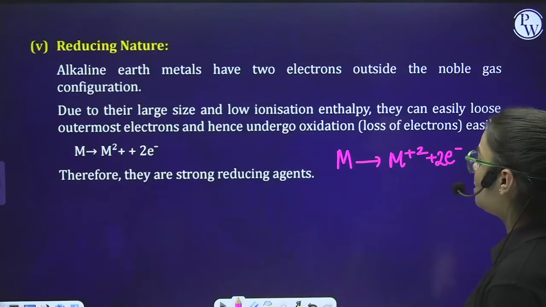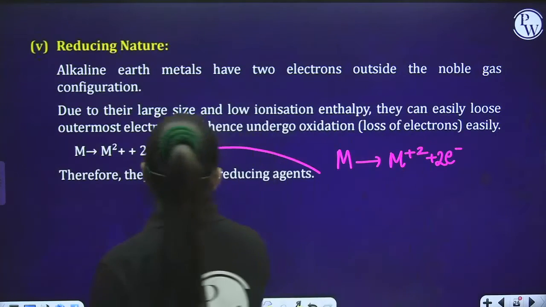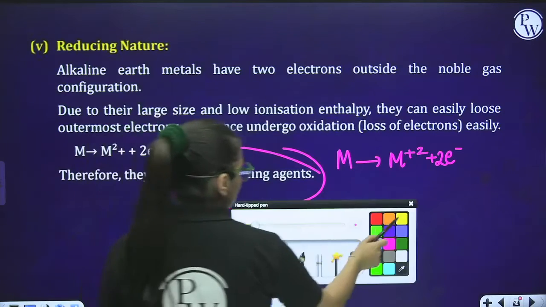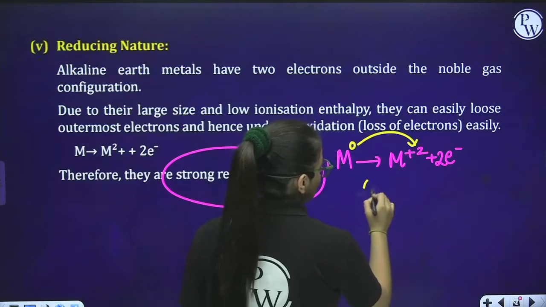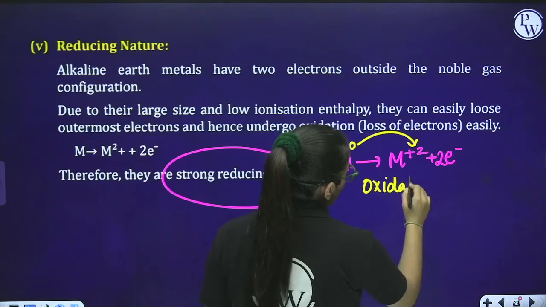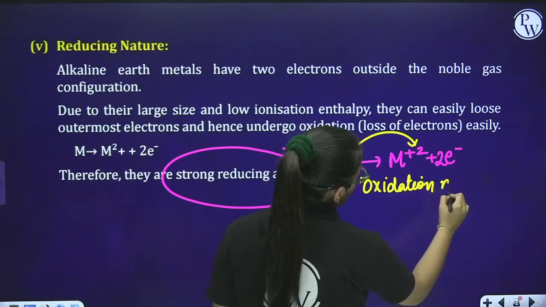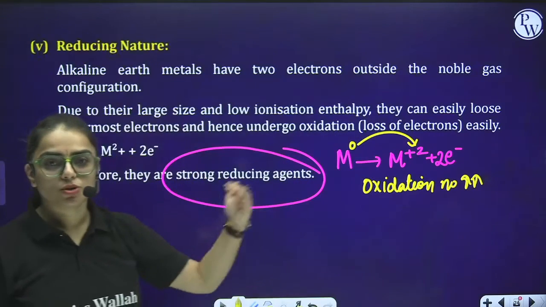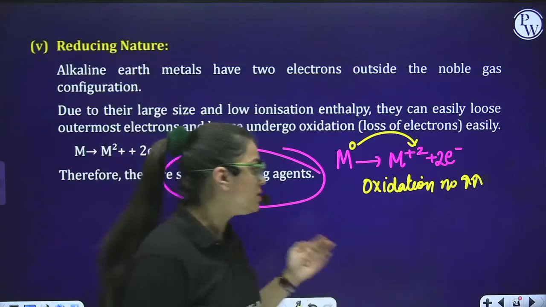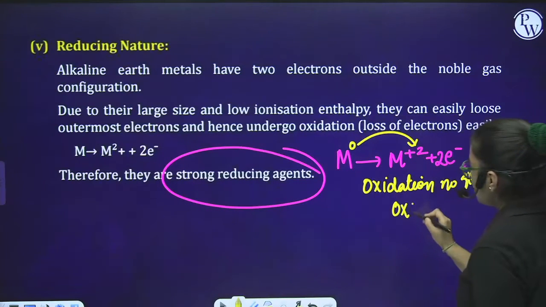So basically, what you observe over here, they are stronger reducing agents. Why? See students, from here its charge is 0 to +2 charge. Oxidation number is increasing. What is the oxidation number? Oxidation number basically is the formal charge in any element. And from 0 to +2, the oxidation number is increasing. That means this is an oxidation reaction.